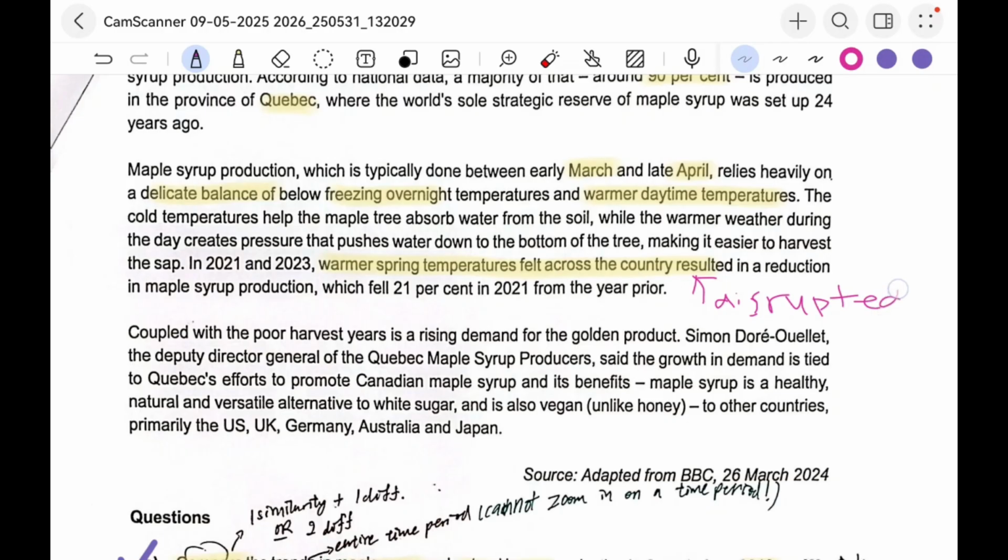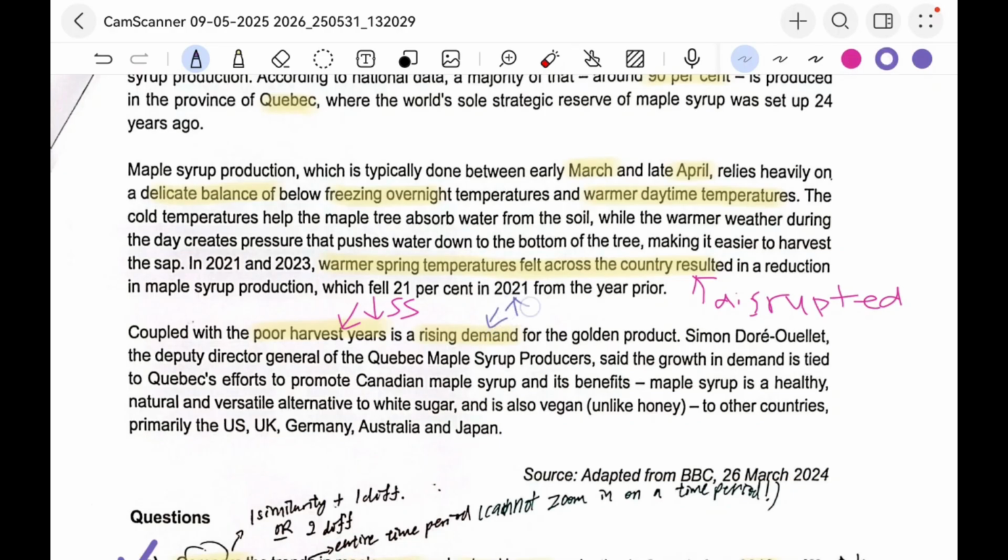So just elaboration. That's why I read through faster. Okay, last paragraph. Coupled with the poor harvest years, again, they keep emphasizing the low supply. So the supply, you must say decrease. It's a rising demand. Rising demand, because it has been talking about supply. So now I need to talk more about the demand.